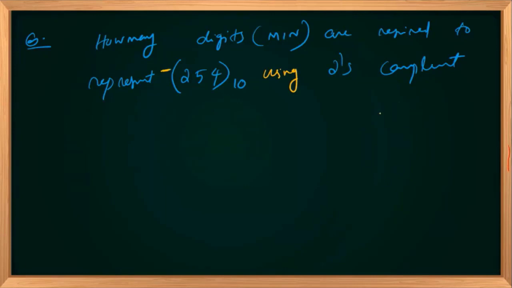I should write representation. 2's complement representation. How many minimum number of digits are required to represent minus 254 using 2's complement representation? I'm expecting your answers.